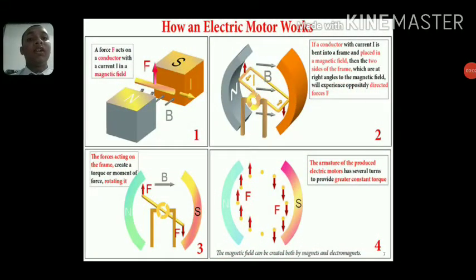Here we can see how an electric motor works. A force F acts on a conductor with a current I in a magnetic field, as given in the first diagram. In the second diagram, if a conductor with current I is bent into a frame and placed in a magnetic field, then the two sides of the frame which are at right angle to the magnetic field will experience a positively directed force F. The force acting on the frame creates a torque, or moment of force, rotating it. It is given in the third diagram. In the last diagram, the armature of the produced electric motor has several turns to provide greater constant torque.